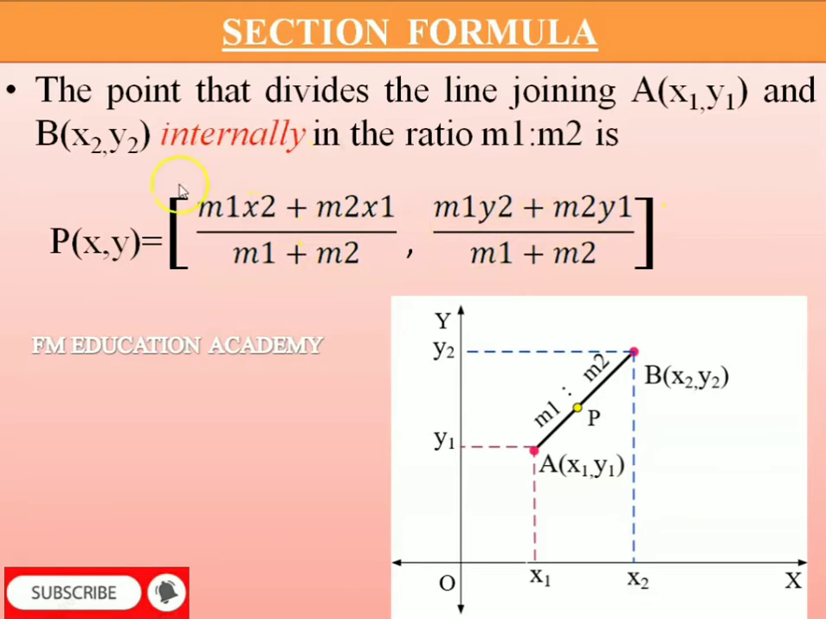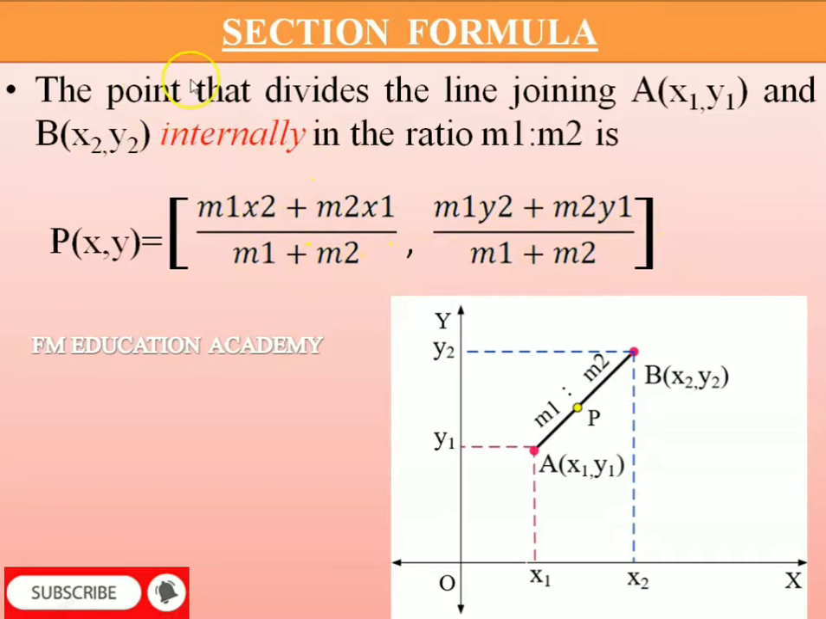Okay, but here the formula will be this. It's very easy to remember. 1, 2, remember like this, 2, 1, and here m1, m2. Here 1, 2, 1, 2. Here we have x coordinates x2 and x1. Here we have y coordinates y2 and y1. And in all this we have plus.